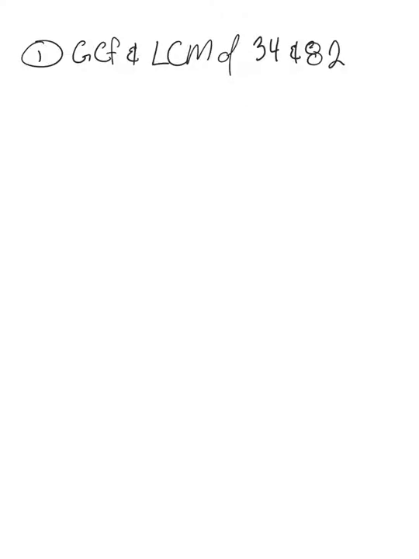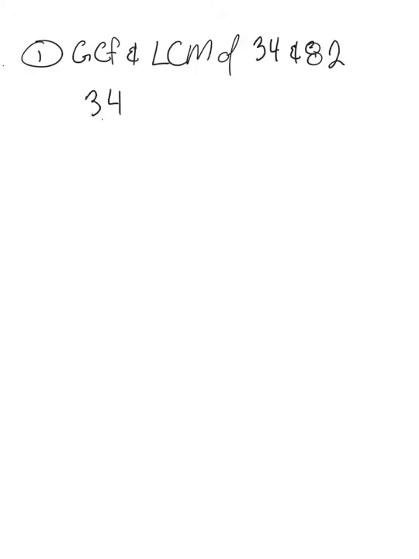So in this, we are going to find out how to find the greatest common factor and the least common multiple of two given numbers. So the very first thing you should do is find the prime factorization. And what is that? I'll show you.